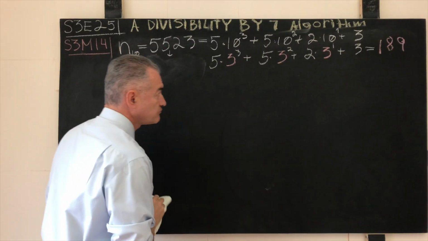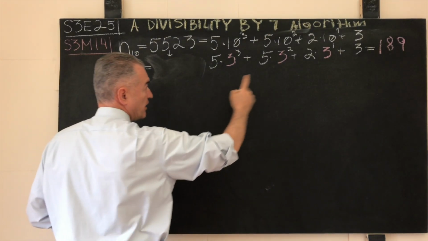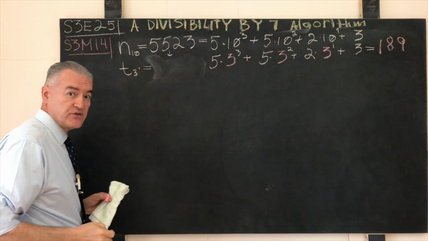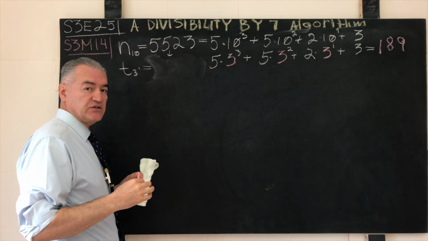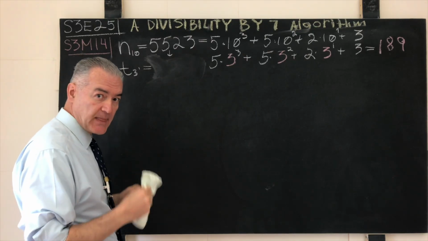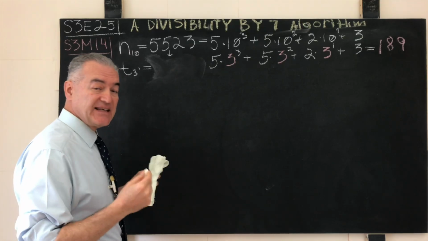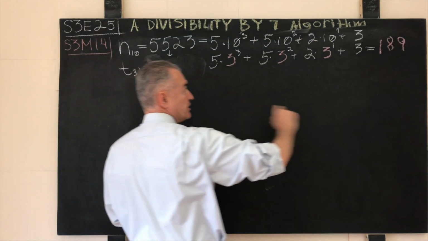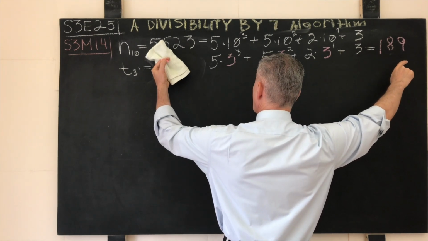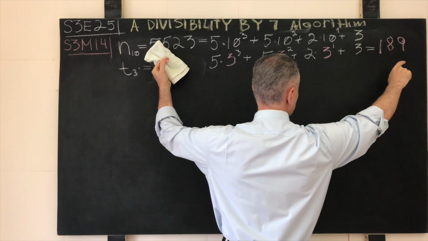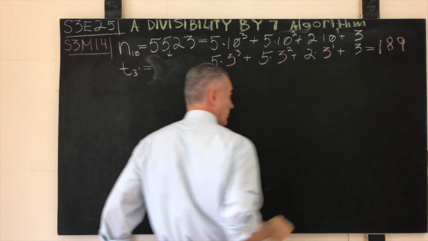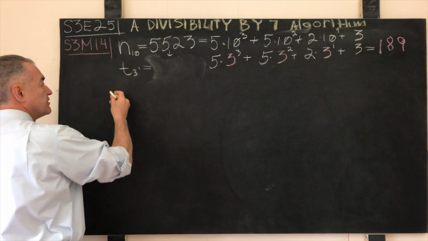And look at this. Most definitely 189 is less than 5,523. This is the essence. We managed to reduce the size and or complexity of the original problem, but the divisibility by 7 DNA of the original number is preserved in that number. In other words, the fate of the divisibility of this number is decided by the fate of the divisibility of this smaller number. Now we repeat this process again.